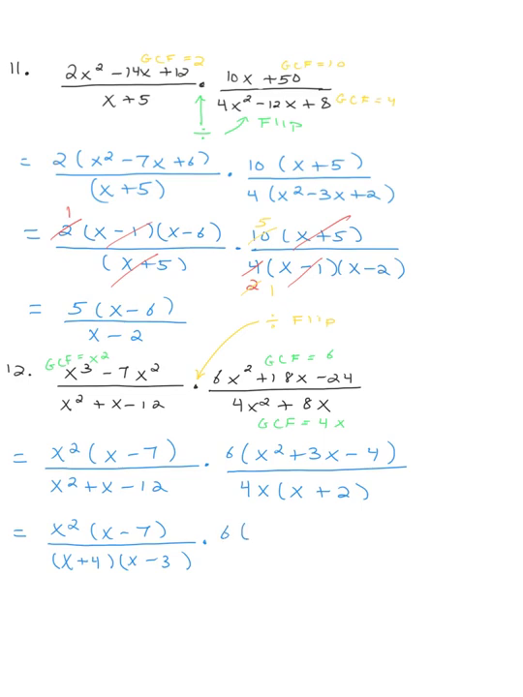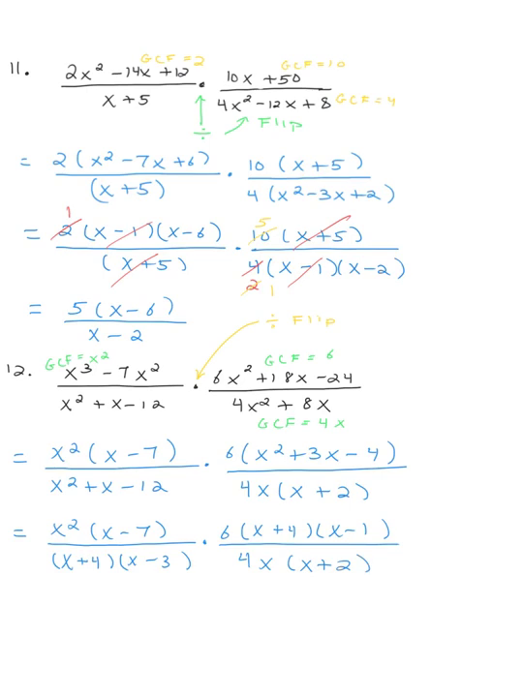In the numerator, again, I think I can factor that. That's x plus 4 and x minus 1. In the denominator, there's nothing to do. It's just 4x times x plus 2. I hope a bunch of stuff cancels.